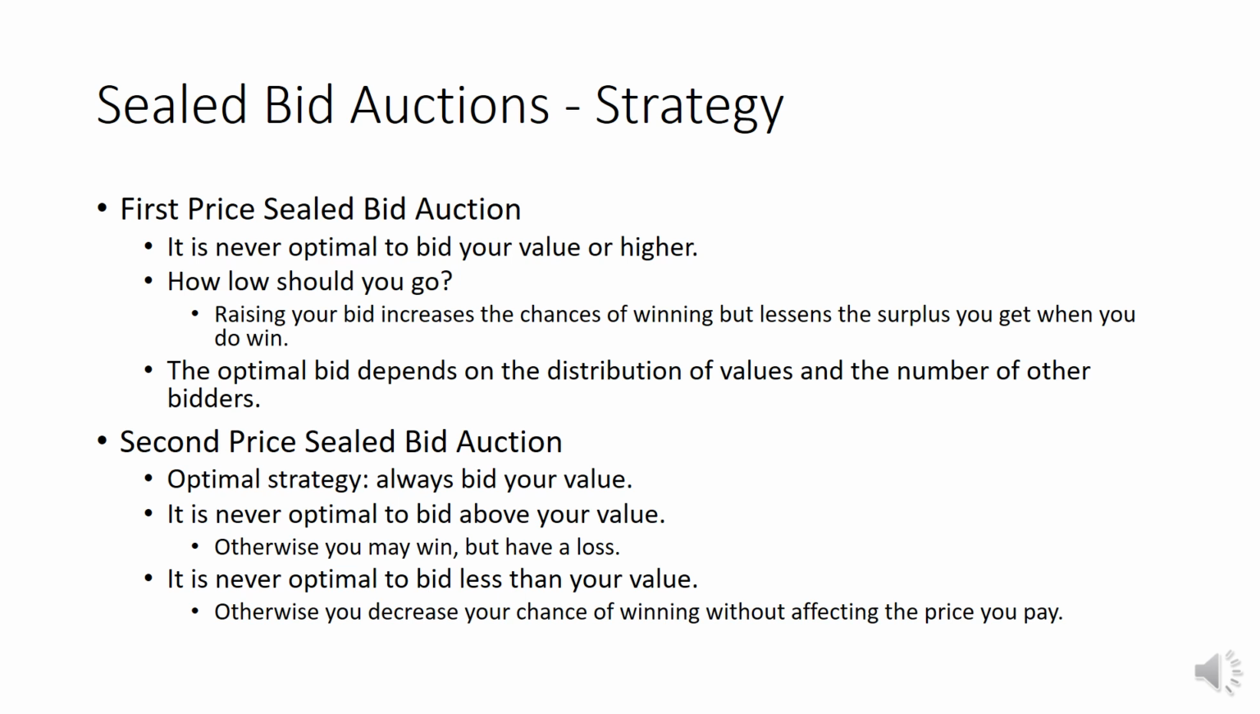Second price is a little different. You have this incentive to bid your true value. Again, it doesn't make sense to bid above your value because then you can win with a loss. Let's go back to the chicken bowl example. If I think a chicken bowl is worth $5, I'm not going to bid 10 in case there's someone out there who thinks a chicken bowl is worth 9.